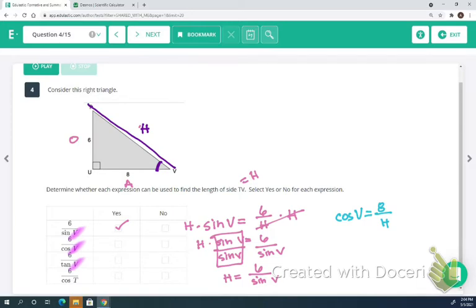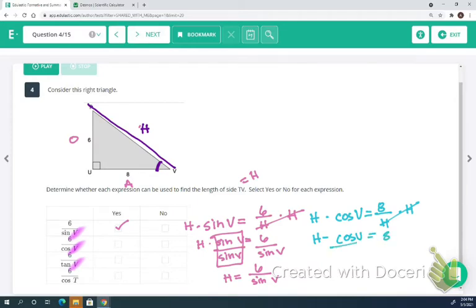All right, so we want to get, once again, H by itself. So here we're going to multiply by H. And remember, you always want to multiply by whatever the denominator is. So here we're going to move it to the other side, and the reason we're moving it is because we need to get it by itself. We cannot get it by itself if it's in the denominator of the fraction. So here that cancels out, so we get H times cosine of V is equal to 8.